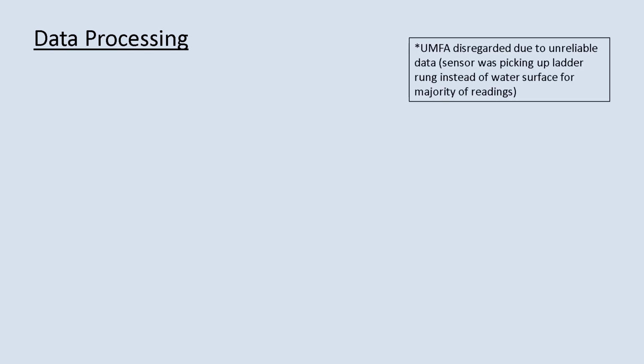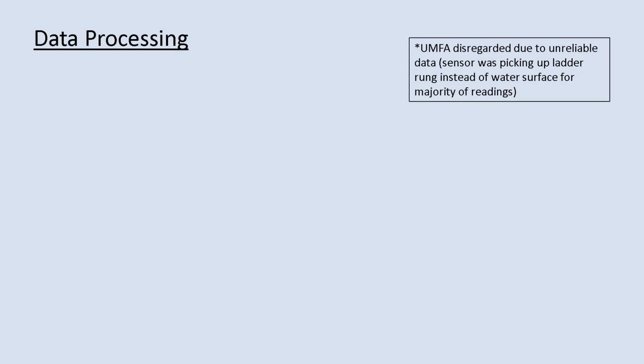Upon collection of the sensor near the Fine Arts building, it was discovered that the sensor was picking up a rung on the ladder within the storm drain instead of the water surface itself. Therefore, this data was completely disregarded due to unreliability. We will focus on the 2 remaining stations, the Stadium and Thatcher stations.